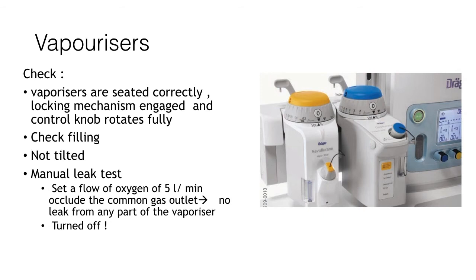You should also then complete the manual leak test. So this involves setting the oxygen flow to 5 litres a minute, occluding the common gas outlet, and assessing to see if there is any leak from any part of the vaporizer.